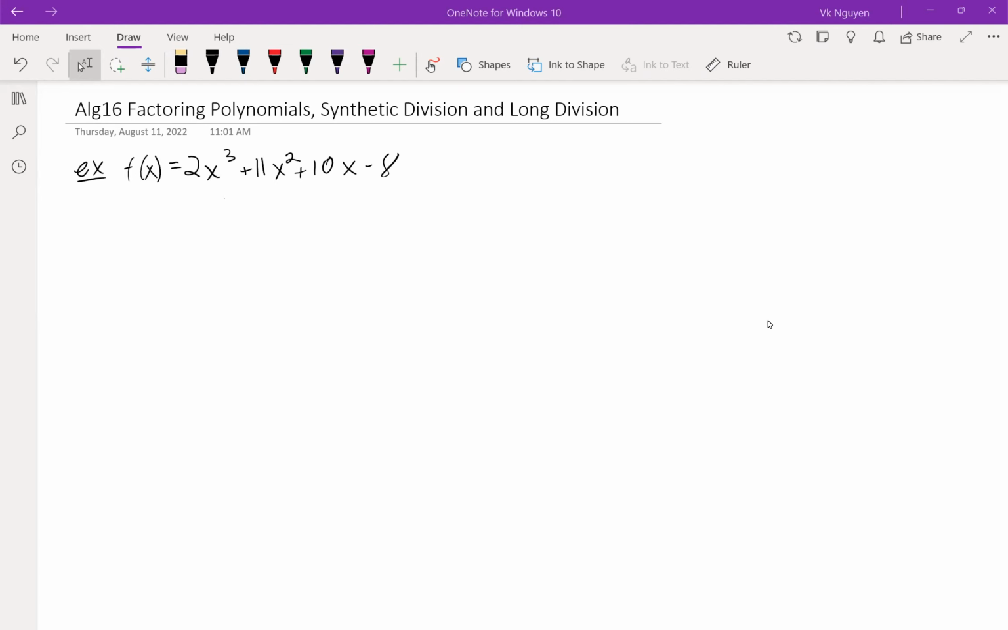Today we explore lesson 16 in algebra: factoring polynomials, synthetic division, and long division. Let's take a look at a few examples. Example 1, f(x) equals 2x^3 plus 11x^2 plus 10x minus 8. Negative 8 is the constant term. 2 is the leading coefficient.